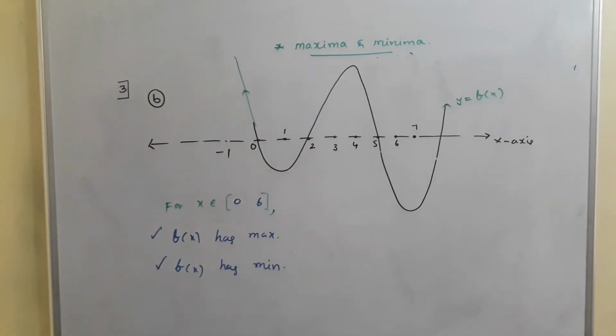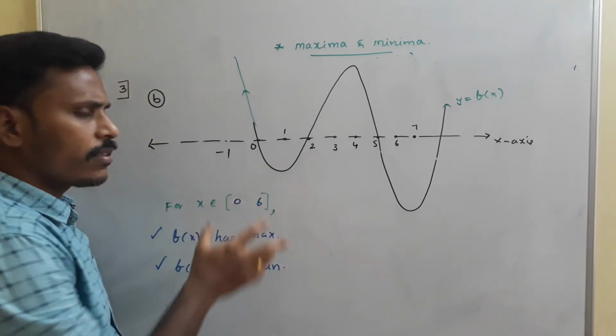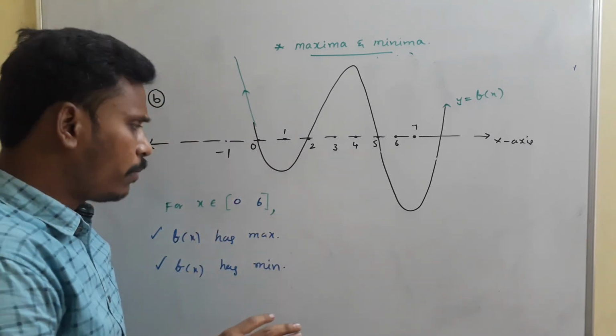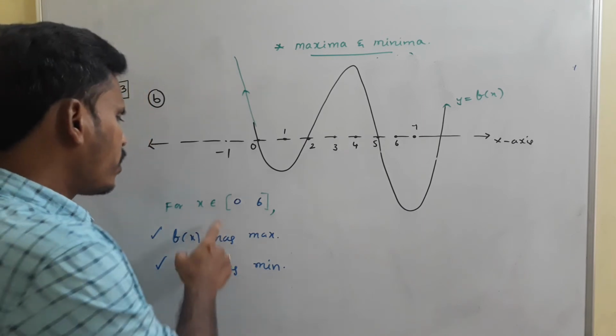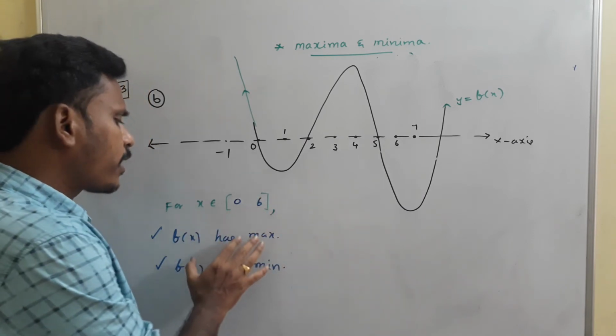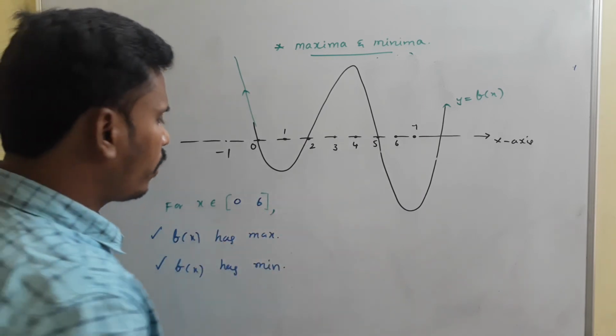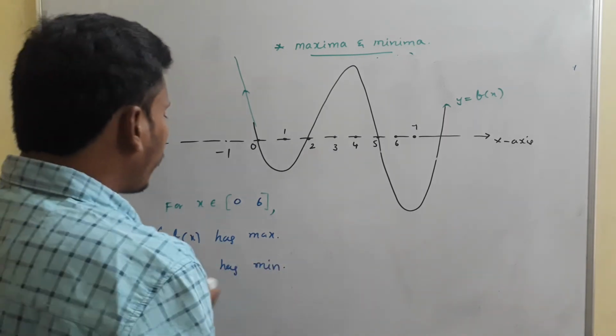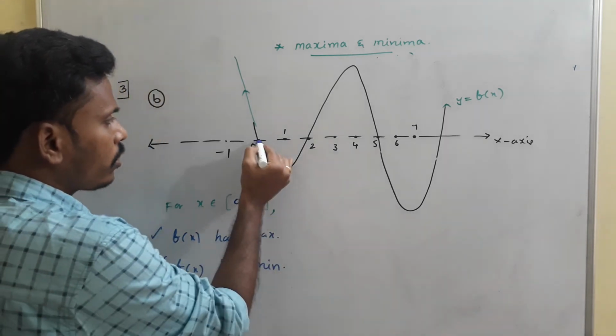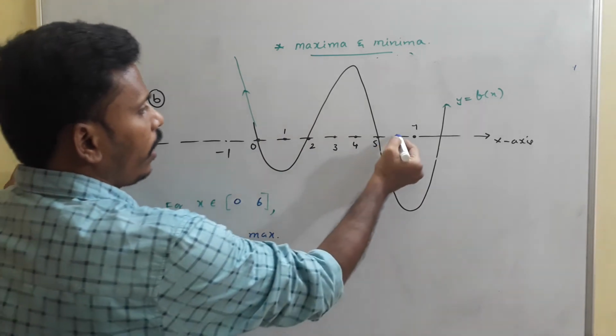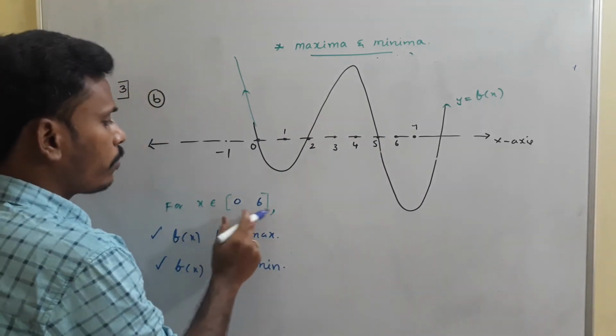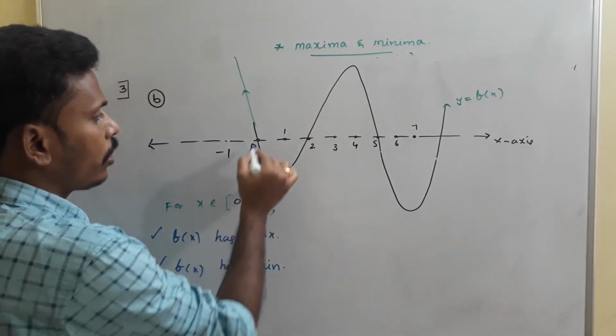Okay, look at the board. I have another graph now. For this graph I need to mention maxima and minima at some values of x, and since we are mentioning an interval, those maxima and minima are global maxima and global minima. See, the interval is from 0 to 6. So this is x0, and this is x6. So from 0 to 6 we need to pay our attention to this graph.